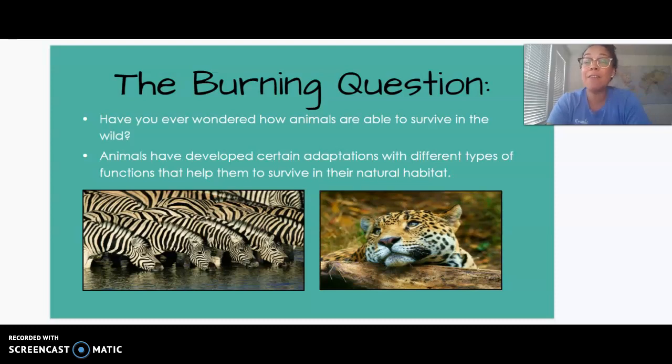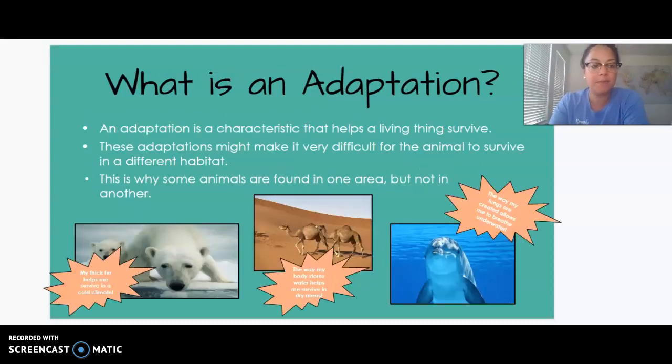It's not like they have a nice home that's warm in the winter and cool in the summer, or someone bringing them their lunch. But animals have actually developed certain adaptations with different types of functions that help them survive in their natural habitat. And as we know, there are many different types of environments on Earth. And so that's why we have many types of living things. And each living thing is able to survive in its own environment.